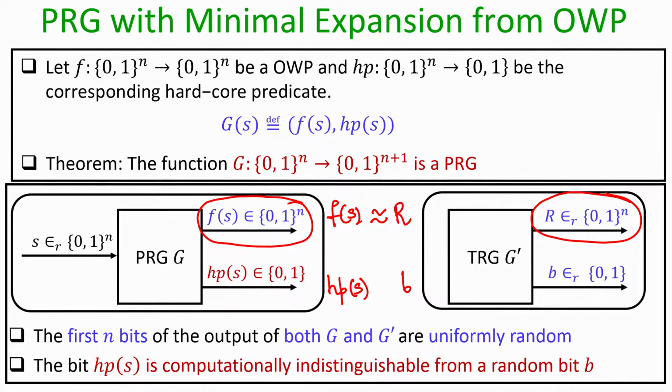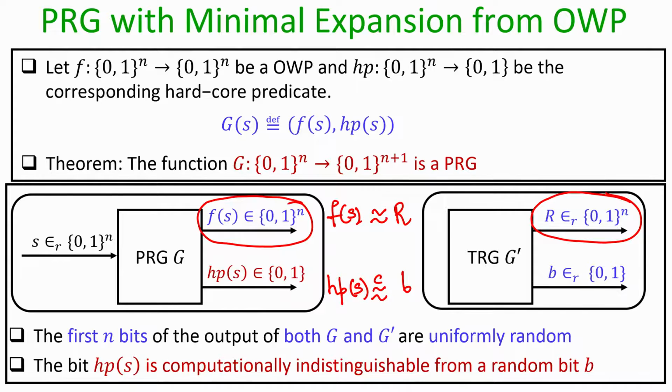And it turns out that from the definition of hardcore predicate, the output bit HP of S is actually computationally indistinguishable from the uniformly random bit. That means no polynomial time algorithm can distinguish between the uniformly random bit B and the bit HP of S, because that is the definition of hardcore predicate. And that is precisely the argument which we are going to use to prove that the construction G that we are given is actually a pseudo random generator.